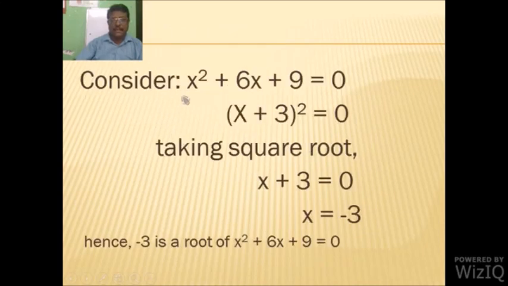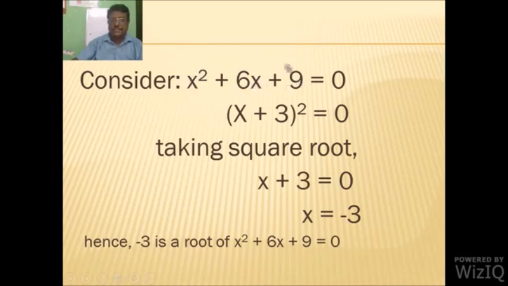Consider x square plus 6x plus 9 equals 0. You can see that the left side of the equation, the expression x square plus 6x plus 9, is nothing but the expansion of (x plus 3) whole square. You can apply the formula (a plus b) whole square. Again look at the coefficient of x. What is the coefficient of x? 6. Find half of 6, that is equal to 3. Square this, so 3 square is 9.